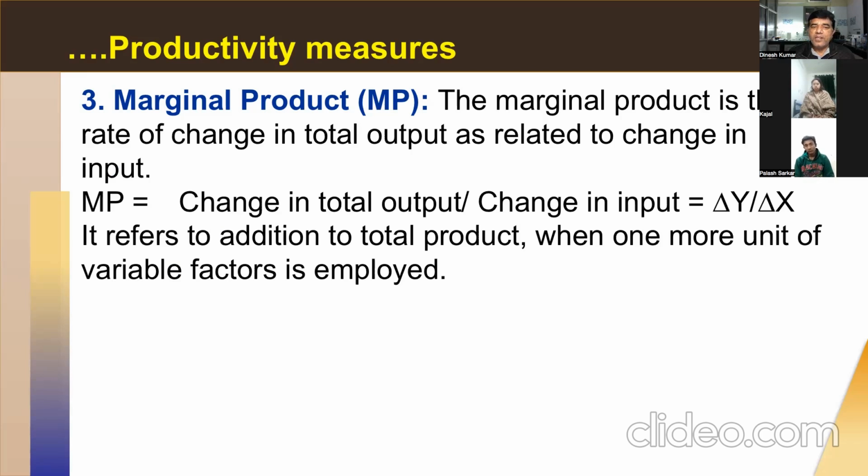It refers to addition to total product when one or more unit of variable factor is employed. You increase one more unit of variable factor, then how much is the change in Y? That change is your marginal product.